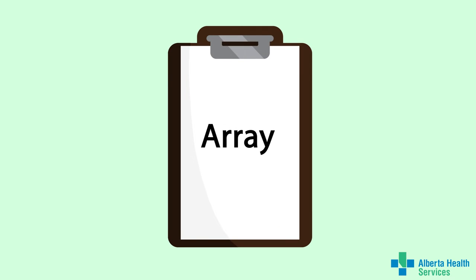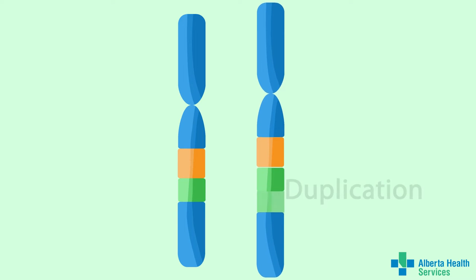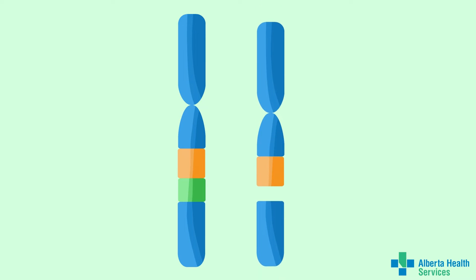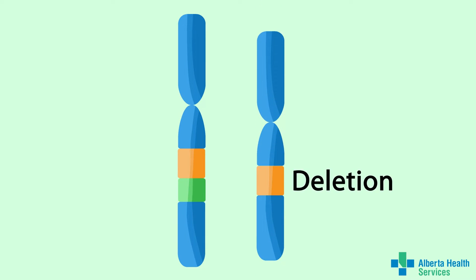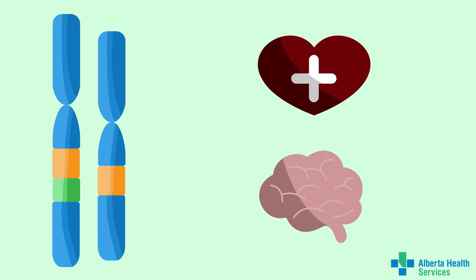An array is a test that looks for any pieces of chromosomes that are missing and any pieces that are extra. An extra piece of chromosome is called a duplication. A missing piece of chromosome is called a deletion. These changes to our chromosomes can sometimes cause health or learning concerns.